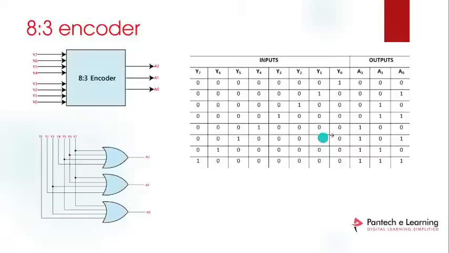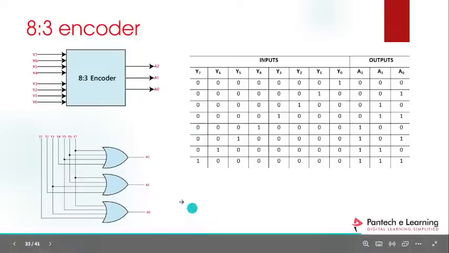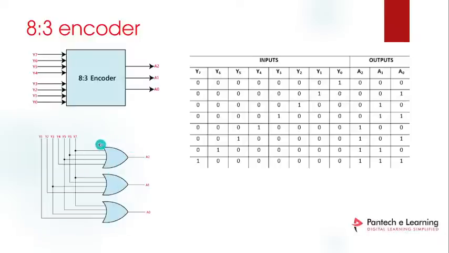And this is a truth table for the 8:3 encoder. It has 8 inputs and 3 outputs. If you give this input to the encoder, it will give the output of 00 only. Why? Because the circuit is based on OR gates, like adding all the 8 ones.